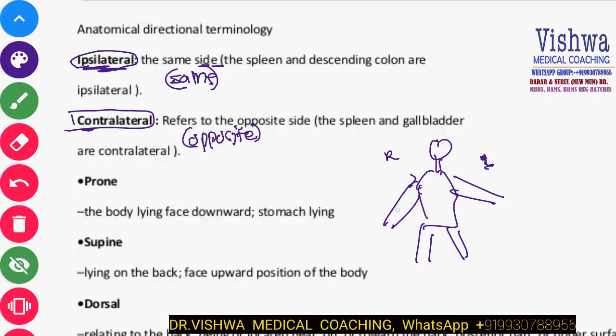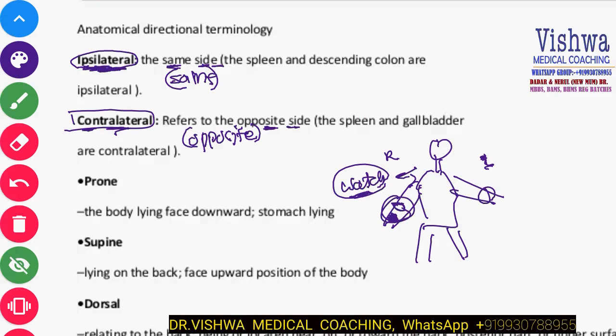So you are wearing the watch on the right hand, and you also are wearing bangles on the same hand. Watch and bangles on the same side. So what will I say? Watch and bangles are on the ipsilateral side of each other. Or I am wearing a watch on the ipsilateral side of bangles, meaning on the same side. Or let's say if you are wearing the watch on the right side and you have bangles on the left side, then it becomes contralateral. It refers to the opposite side.